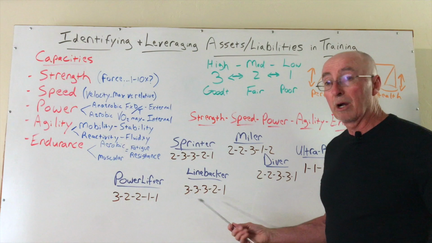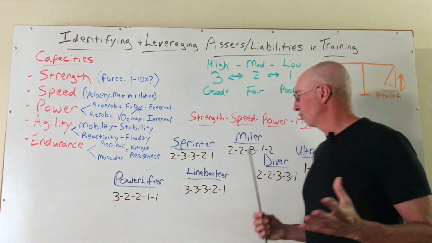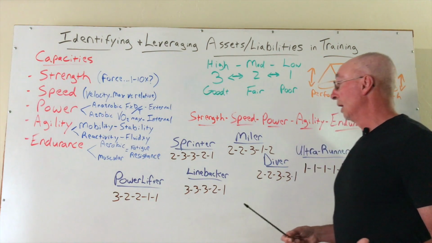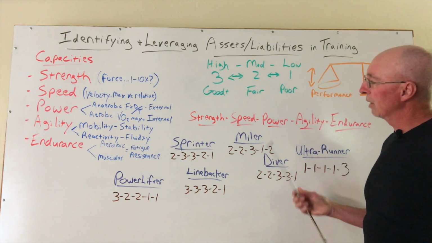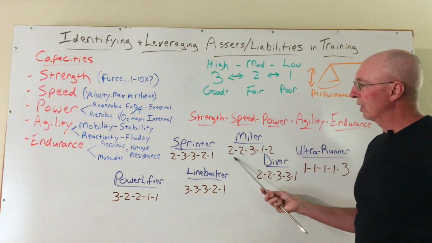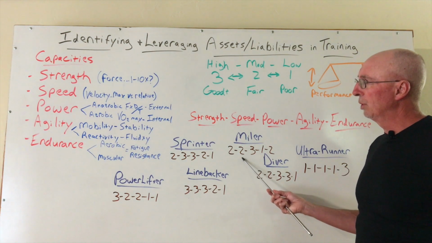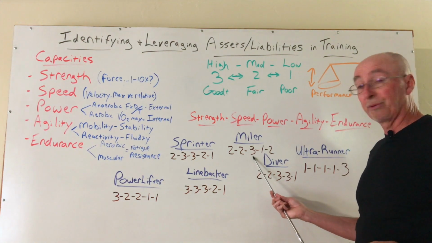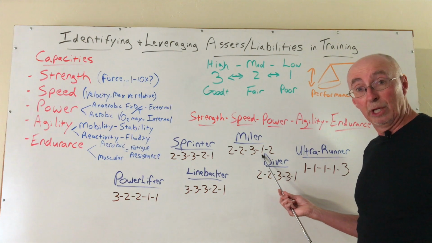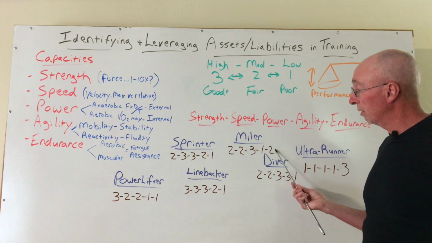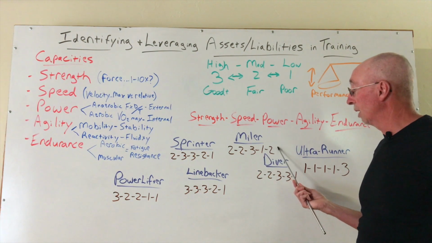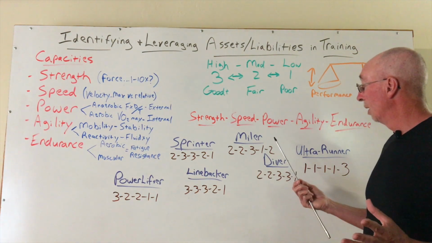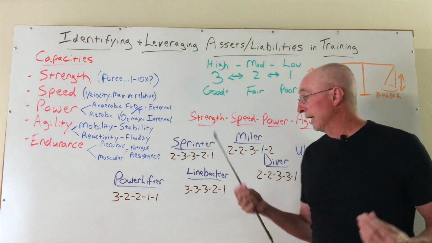Now we go to track and field, and we're looking at perhaps the quintessential middle distance runner. That would be the miler. And so a miler is usually going to express with strength at a 2 and speed at a 2, but their power from an aerobic perspective is going to be a 3. Don't need a lot of agility to be a miler, and endurance is typically somewhat fair, at least compared to another example which we'll look at later.